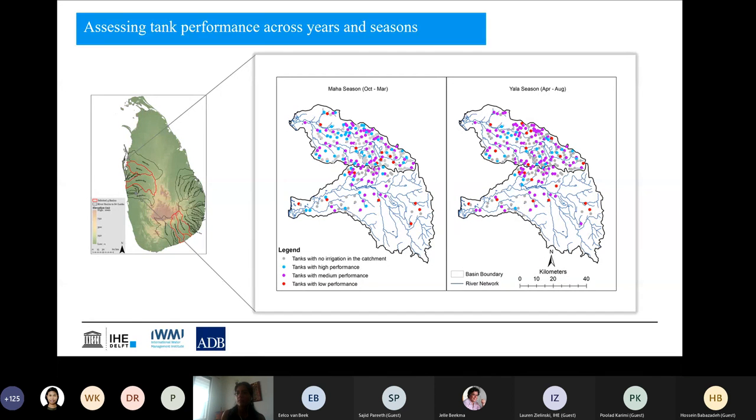Next slide, please. So looking at a few examples, in the yellow circles, we have small tanks in cascades, which are performing well in the Maha season on the left, but not so well in the Yala season on the right. Next slide. We have here medium-sized tanks, which are underperforming in both the Maha and the Yala season. Next slide. And finally, in this example, we have cascades, part of cascades, which perform well in both the Maha and the Yala season. So that's the blue dots in the yellow circles.